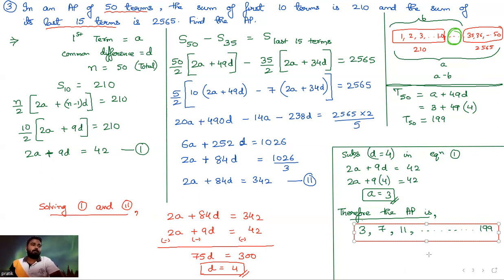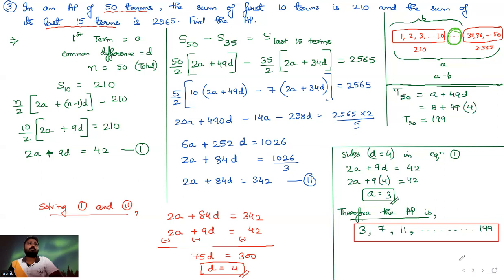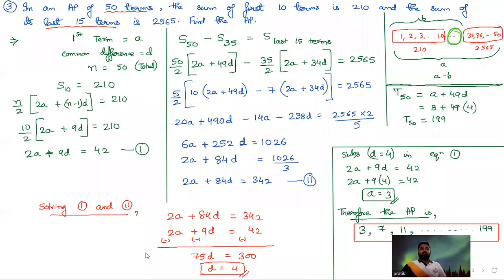Just a minute. Yeah, so there you go. This sum is a little bit different from the last one. In the last one you had the first 7 terms and the next 7 terms. Here in this case, they have given the first 10 terms and the last 52 terms. I hope you got this question.